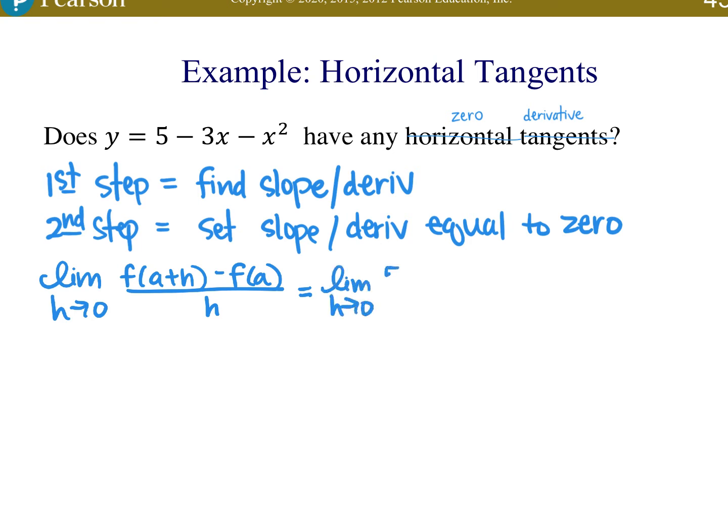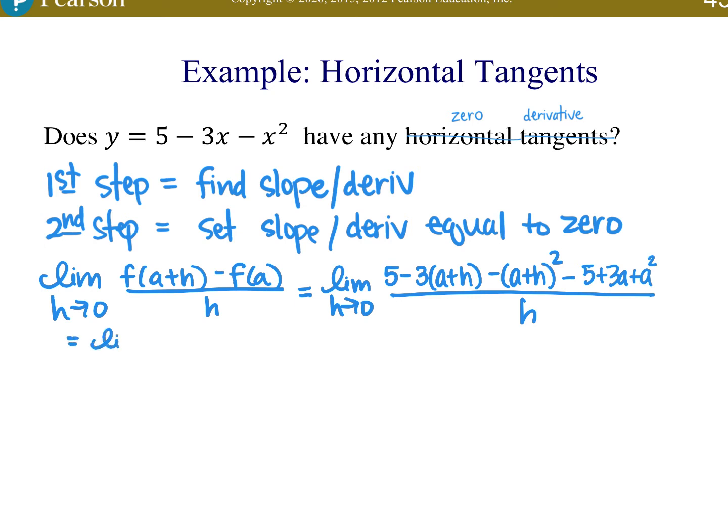So we'll have 5 minus 3 times a plus h minus a plus h quantity squared. And then minus, just write the regular a part. So 5 minus 3a minus a squared, all over h. And now we're just going to work it out. And we'll see things cancel, and we'll see things factor, and we'll see things reduce, and it's going to help us figure out what our slope derivative is.